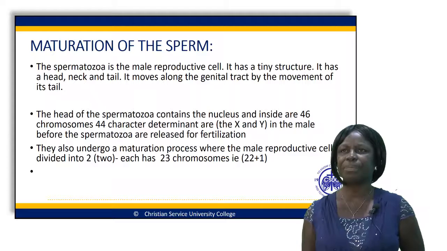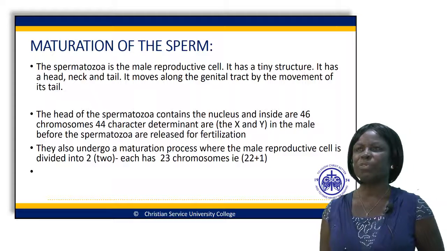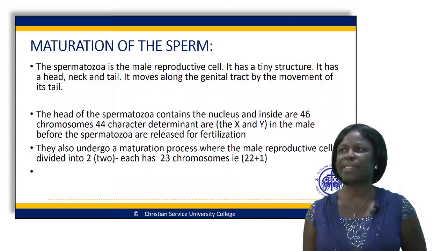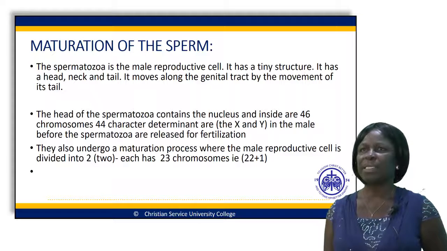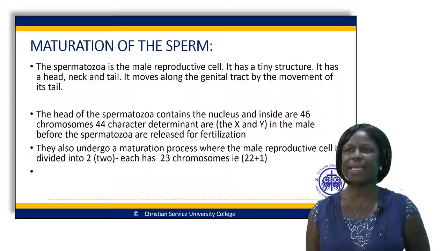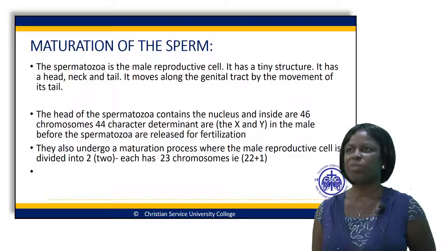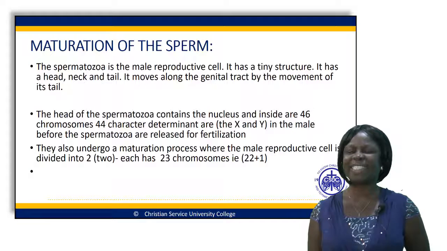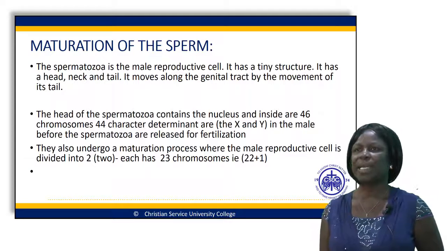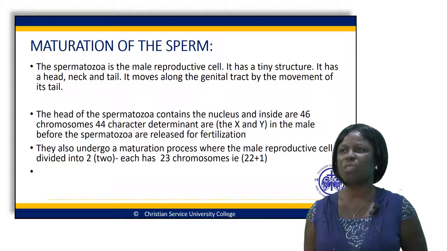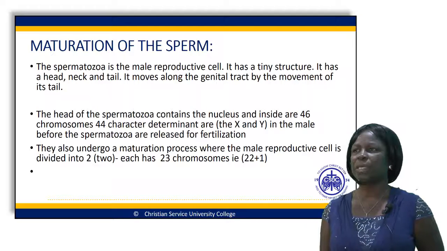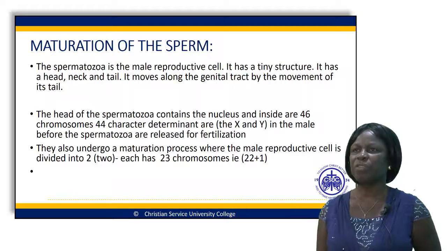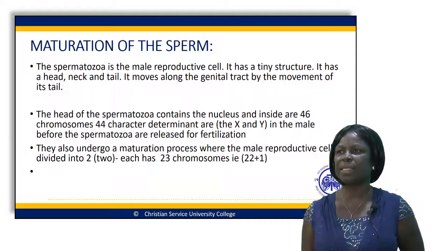Maturation of the sperm. The spermatozoa is the male reproductive cell. It has a tiny structure. It has a head, neck, and tail. It moves along the genital tract by the movement of its tail. The head of the spermatozoa contains the nucleus, and inside are 46 chromosomes, 44 character determinants.